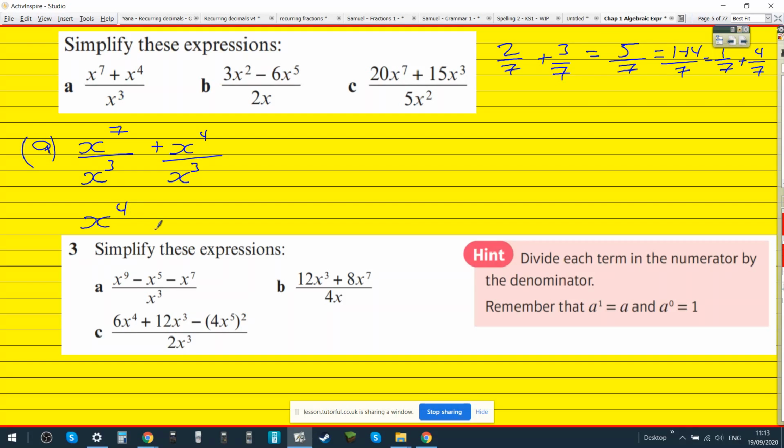And what's the second one? Just x, I guess. So x to the 4 plus x. So that's how these ones work. Yeah. So let's try question B. So you'd split them up first, right? Yeah. So it'd be 3x squared over 2x, and then minus 6x to the power of 5 over 2x.